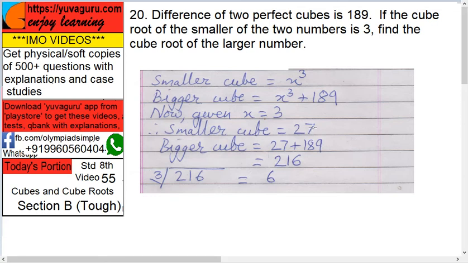Therefore it becomes 3 cube, right? So the smaller cube equals x cube, that is 3 cube, that is 27. Now this is 27. So the bigger cube is what? 27 plus 189, right? That is 216.